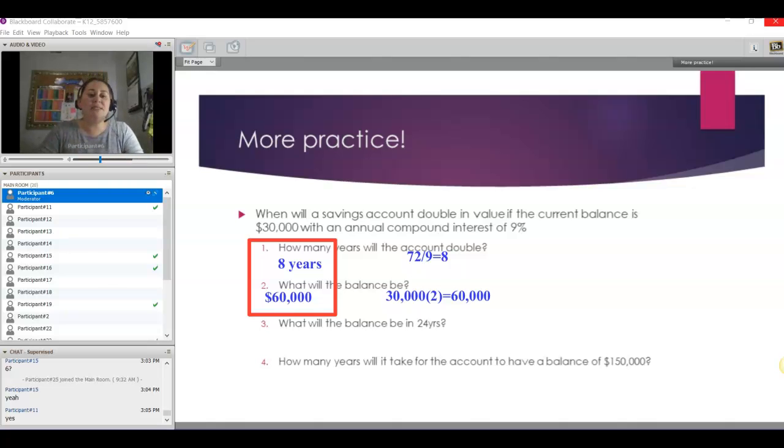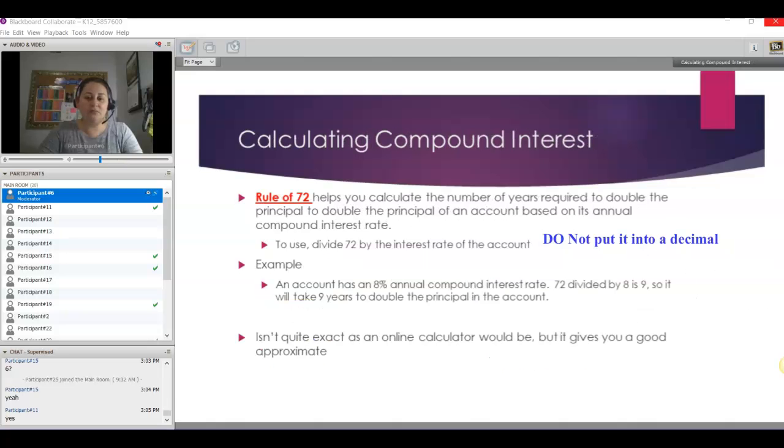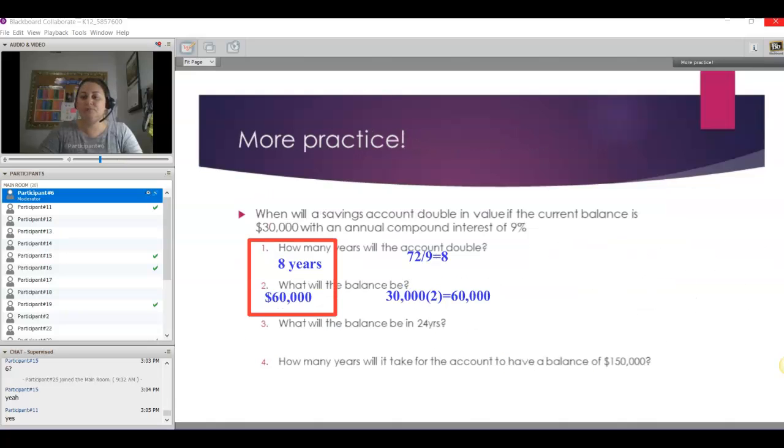So number 3 is saying, what will my balance be in 24 years? Just like right here, I'm going to take 24 and divide it by 8, right? Because I want to know how many groups of 8 are going into 24. I know there are going to be 3 groups of 8, just like my chart says.